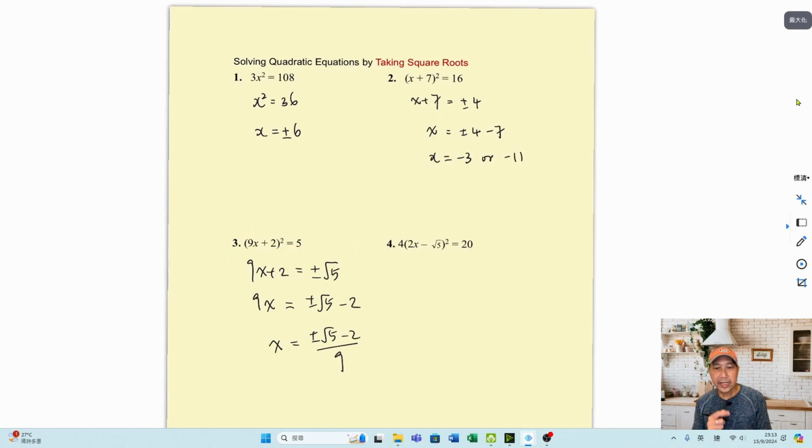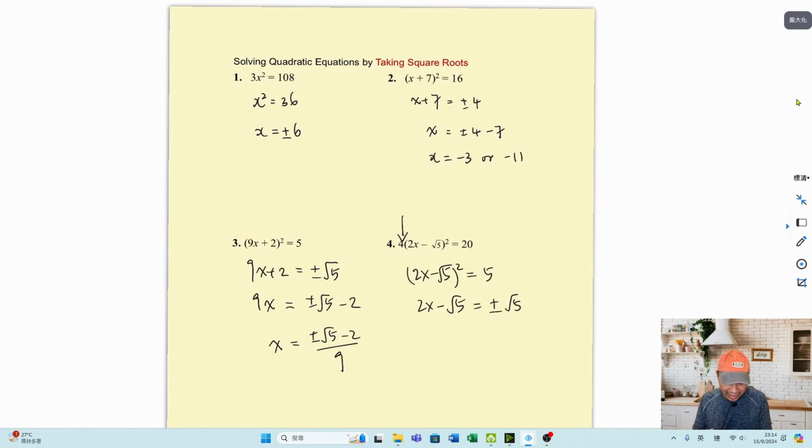Okay, done. Between question 4 and question 3, there is only one little difference. You can see there is a 4 outside, but it is very easy to take away. You just put the 4 to the right hand side. So (2x minus root 5) squared equals 20 divided by 4, which is 5. And take the square root. 2x minus root 5 is equal to positive or negative root 5.